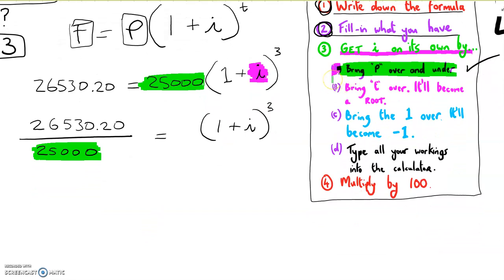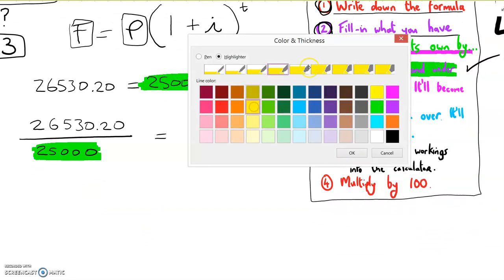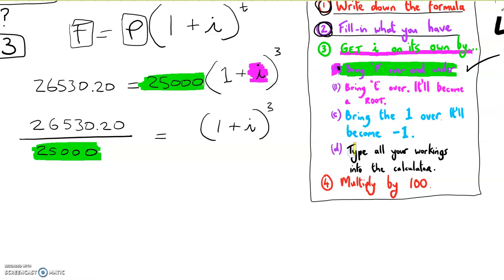I need to, let me do a different color with this one. Let me do yellow. I need to bring the T over. Okay, so I need to bring this power over to the other side. Now when you move a power, remember, it doesn't become a minus, or it doesn't divide, or it doesn't do anything like that. It changes into a root. That's what happens to a power when you move it.